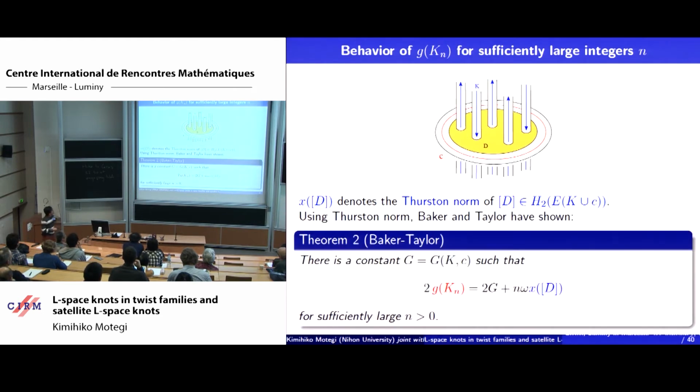Using the Thurston norm, Baker and Taylor have recently shown the following. There is a constant g depending upon the knot K and the twisting circle C, such that twice the genus of Kn equals 2g plus n times omega times the Thurston norm of D, for sufficiently large integers n. So it means that the Seifert genus of Kn is controlled by the Thurston norm of this punctured disk and the winding number for sufficiently large integers n.